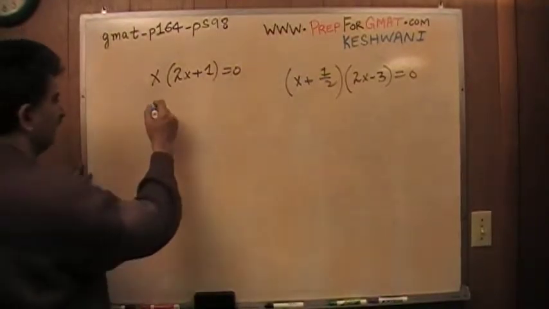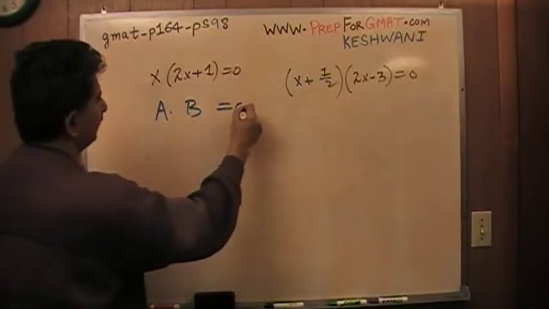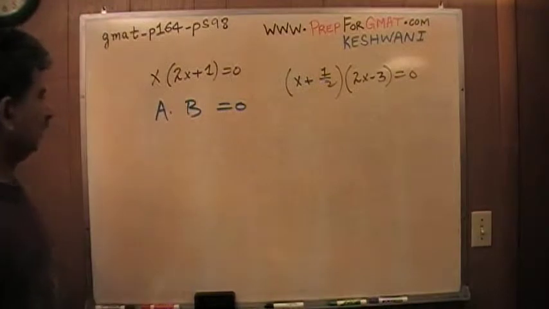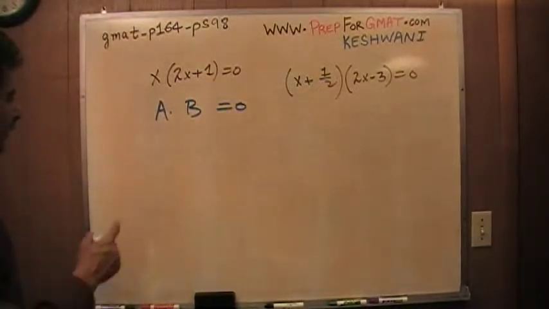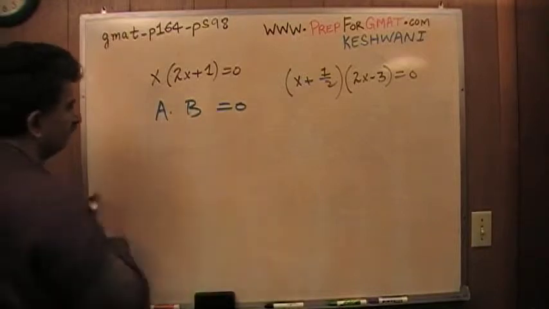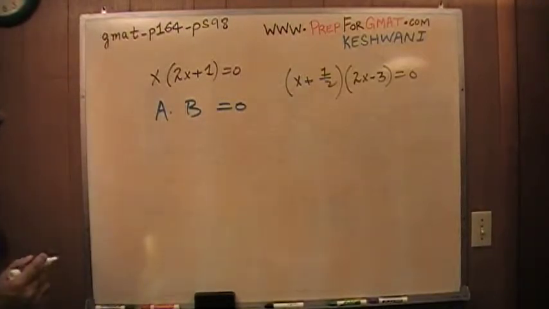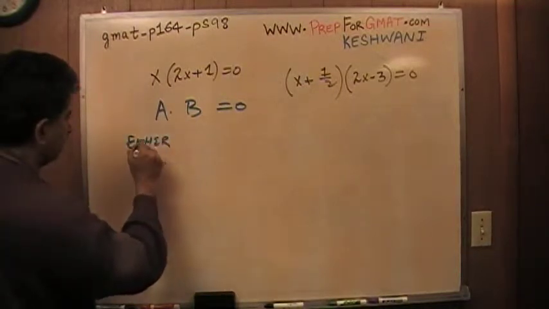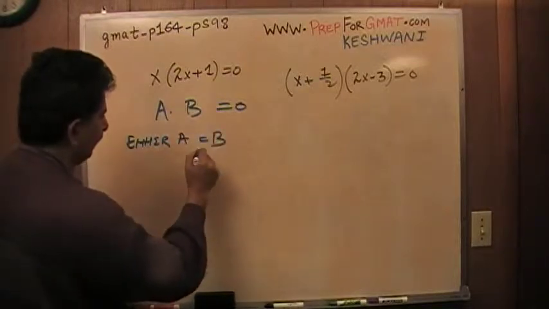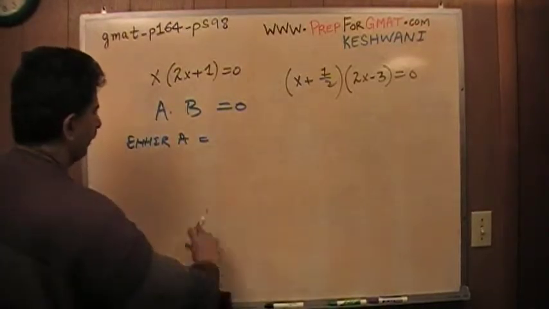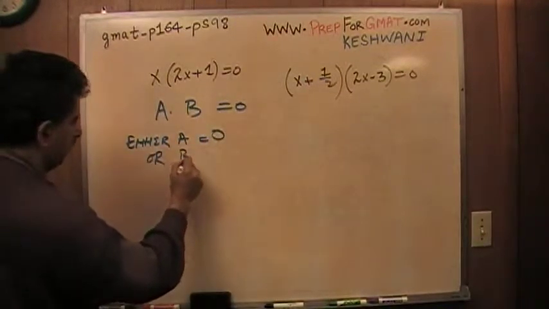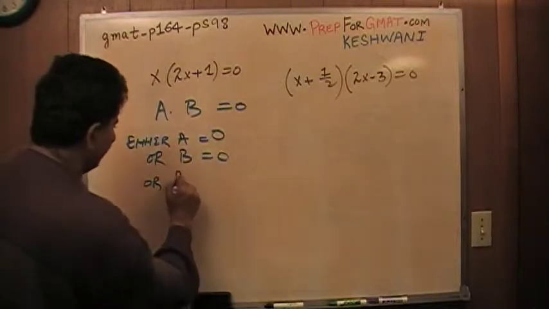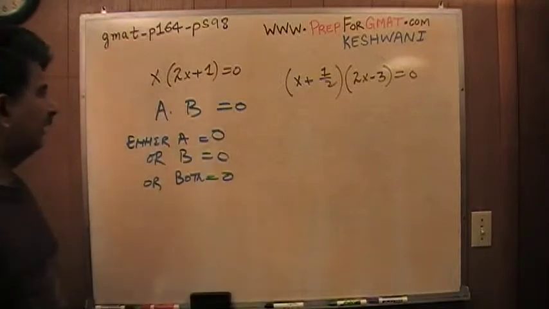If I tell you that I have two quantities, a times b, and if I tell you that a times b equals 0, what do you infer? What kind of inference do you draw from that? Well, if the product of two quantities is 0, then either a has to equal 0, or b has to equal 0, or of course there is a third scenario: they both equal 0. That's the only way the product is going to be 0.